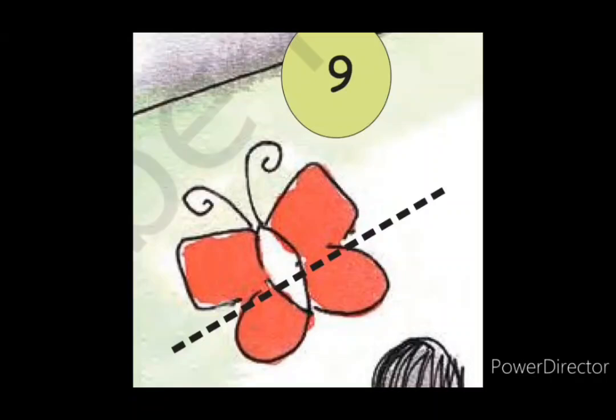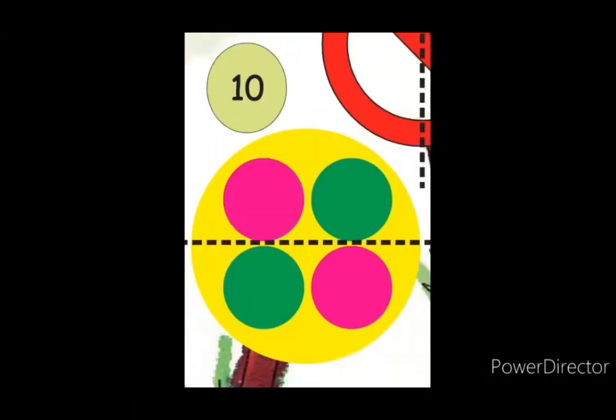In ninth figure, here you can see that the above portion of the dotted line is not same as the below portion of the dotted line, so it is not a line of symmetry. And in the 10th figure you can see that there are two circles above and two circles below the dotted line having same color, so it represents a line of symmetry. So my students, you can easily find out which is a line of symmetry and which is not by just observing the figure. Now we will have a mirror method to understand better the line of symmetry.